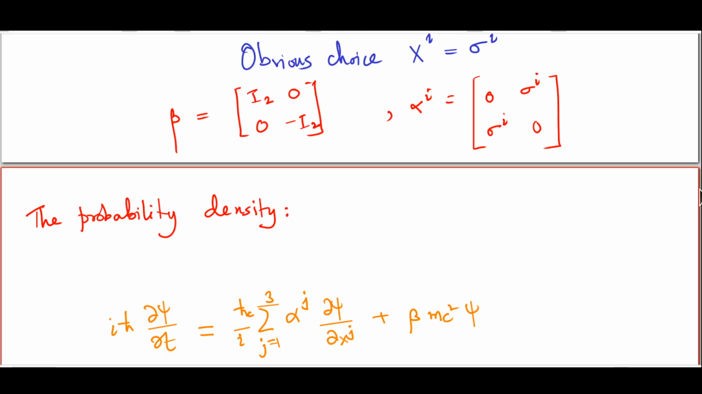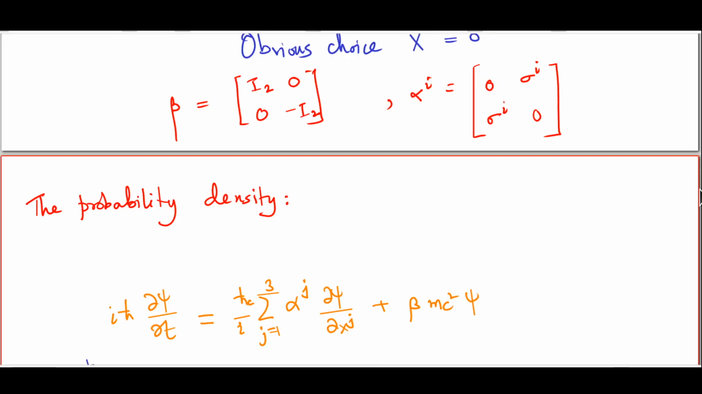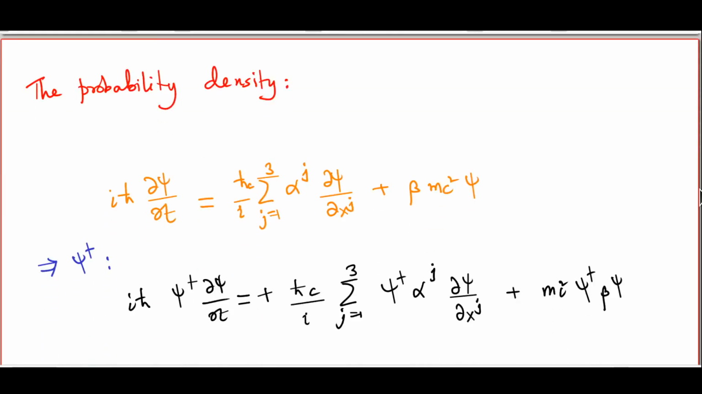Now what we do next is multiply this equation on the left by the row vector psi dagger. This is a perfectly legitimate operation. Psi dagger can multiply a 4x1 column vector, and you are left with this equation: i h cross psi dagger del psi del t equals h cross c by i, sum over j equal to 1 to 3, psi dagger alpha j del del x j psi, plus m c square psi dagger beta psi.